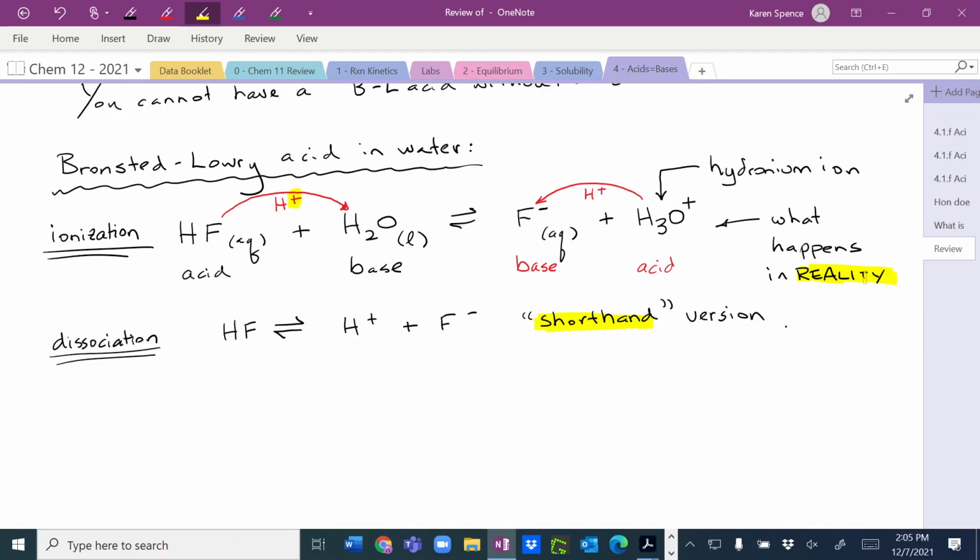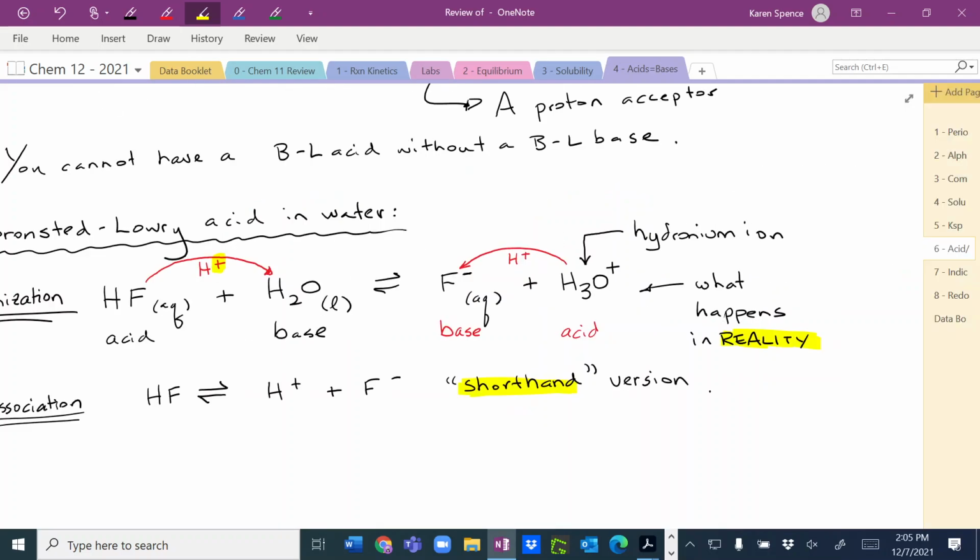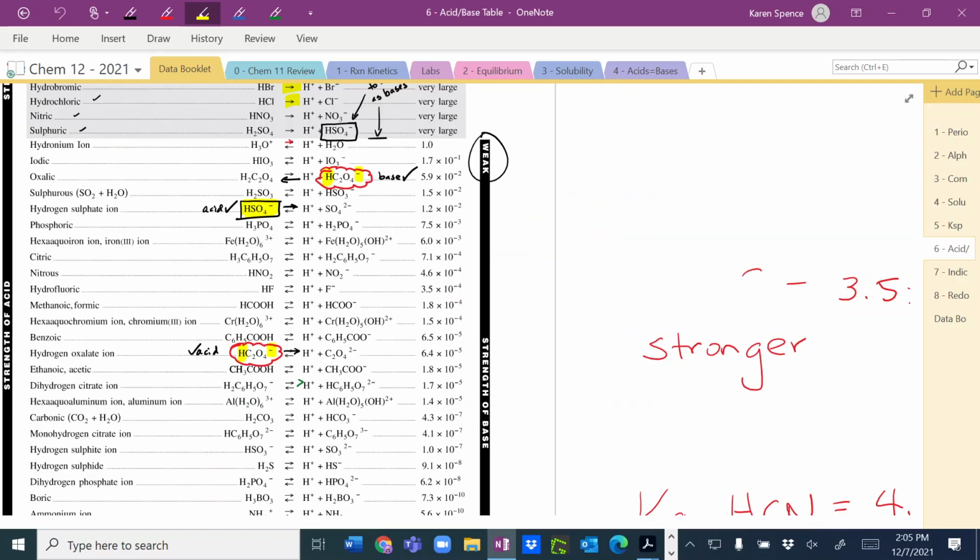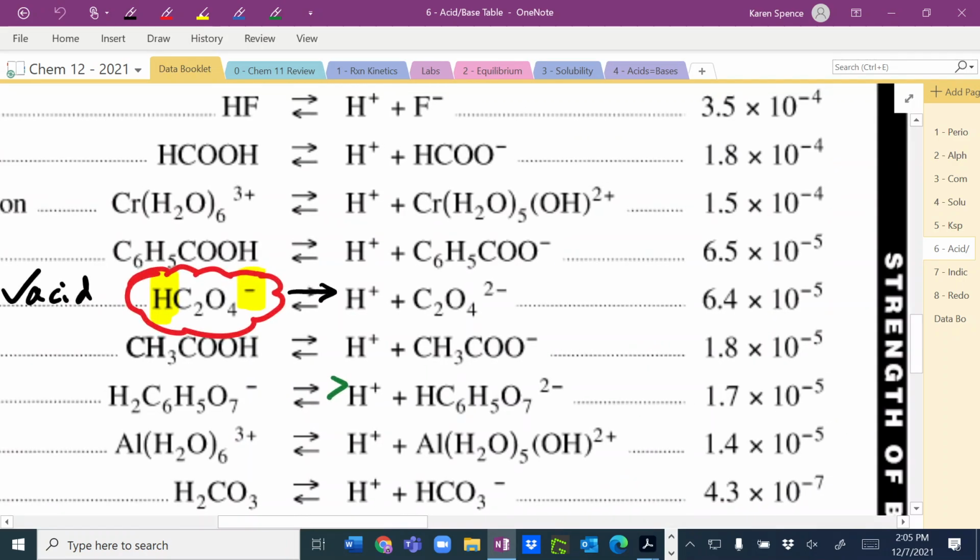And in fact, if we look at our data booklet, you can see on here, they haven't included water in these ones. Yes, they've just shown the dissociation. Yes?